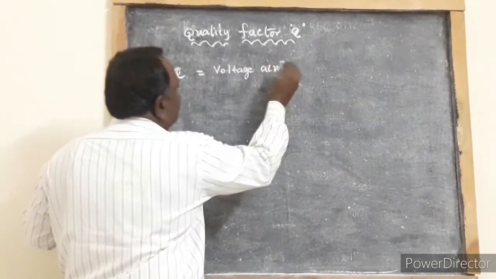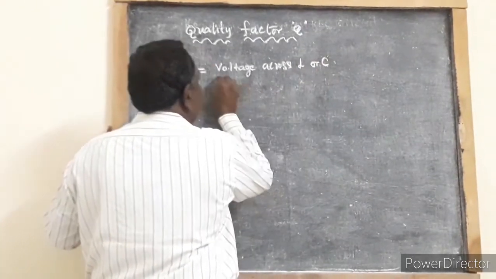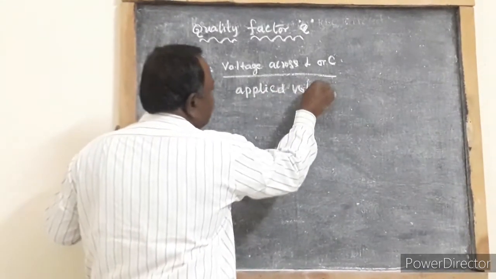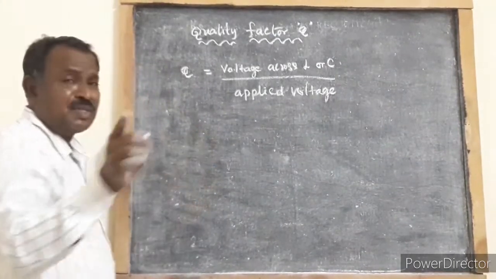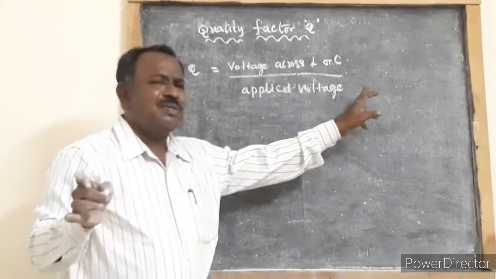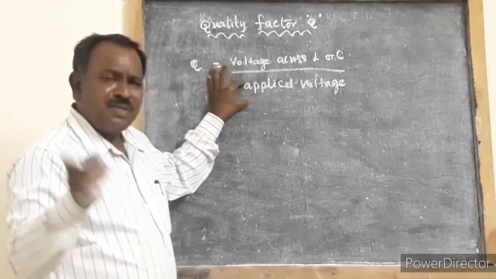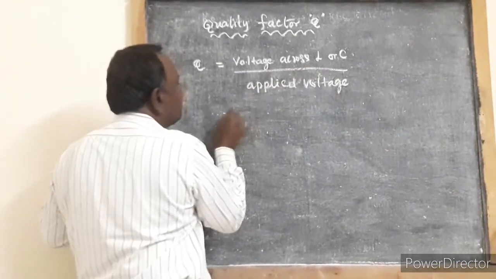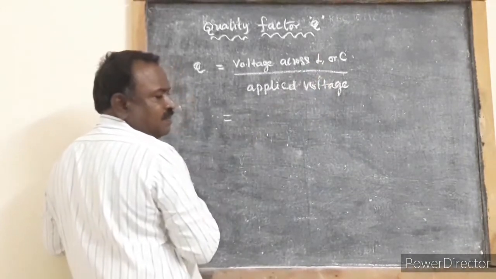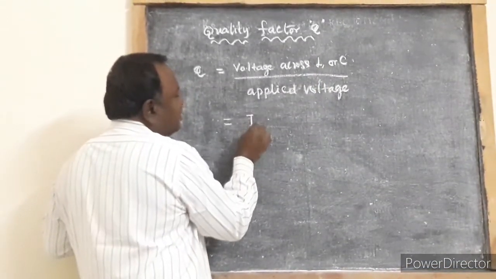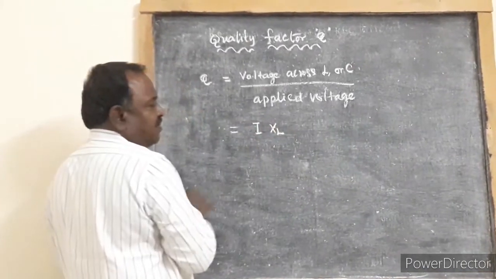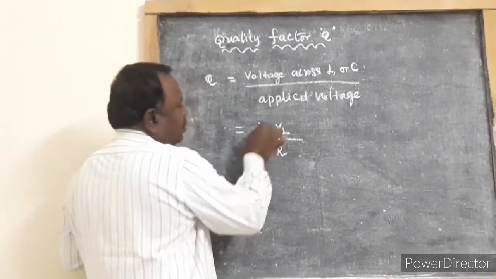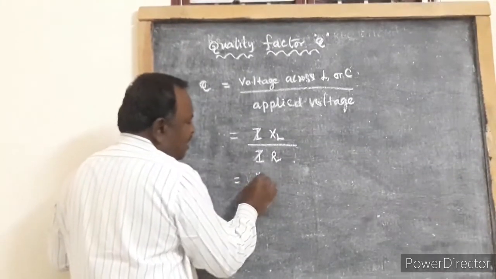voltage across inductor or capacitor by applied voltage. At resonance condition, since XL is equal to XC, this applied voltage is equal to the voltage across the resistor. So voltage across L or C is given by, suppose we consider L, current into impedance by applied voltage, which is I into R. So cancelling this we will have XL by R.